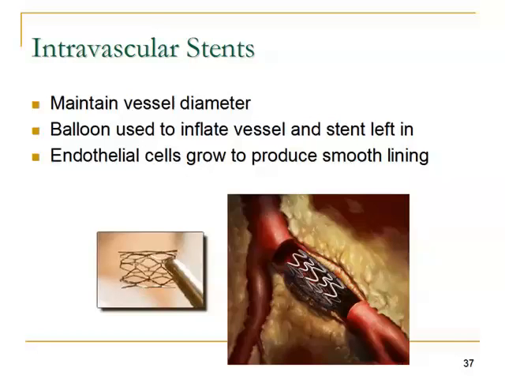The intravascular stents that are put in, as we talked about, will help to maintain vessel patency. There's a balloon that's used to inflate the vessel, and the stent is then left in, and then the endothelial cells will grow to produce a smooth lining on the inside of that. So by putting a stent in place within the coronary artery, it decreases the incidence of restenosis by up to about 1/3 or so. And like I said, many of the stents that they're putting in now are medication coated, that will keep the stenosis from happening for an even longer period of time.